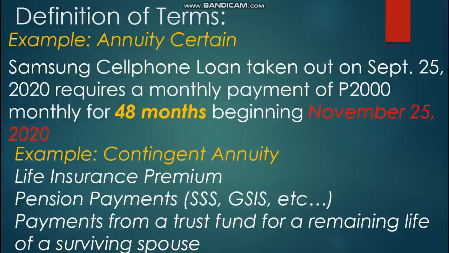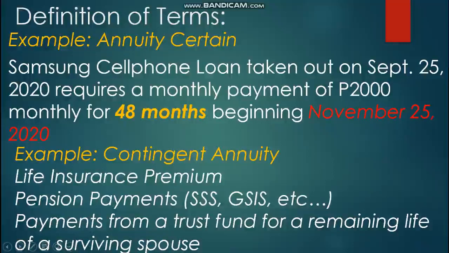Para sa annuity certain, let's say Samsung cellphone loan taken out on September 25, 2020 requires a monthly payment of 2,000 monthly for 48 months beginning November 25, 2020. So alam natin, definite yung end ng ating annuity. After 48 months, so that is equivalent to 4 years, certain tayo na matatapos na yung ating bayarin. Tawag natin doon is annuity certain.